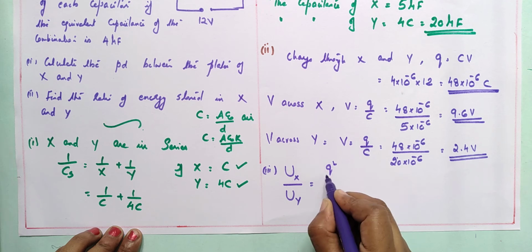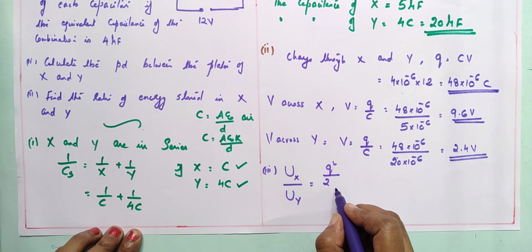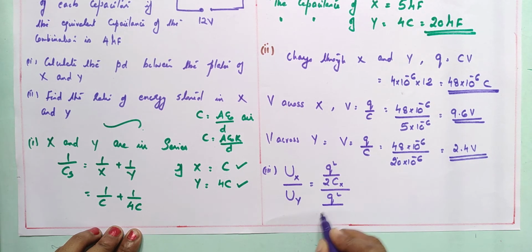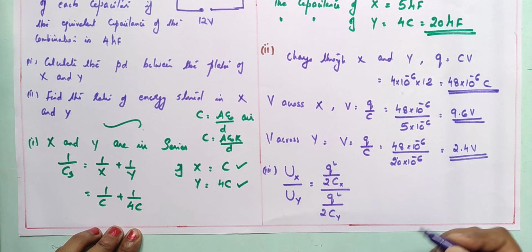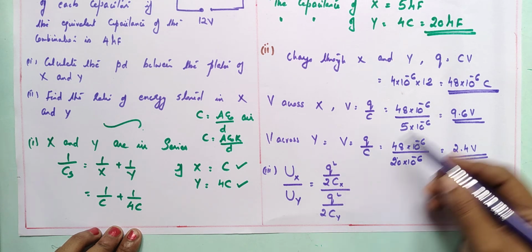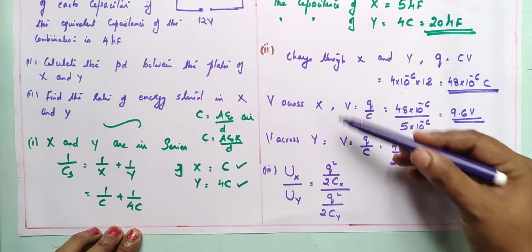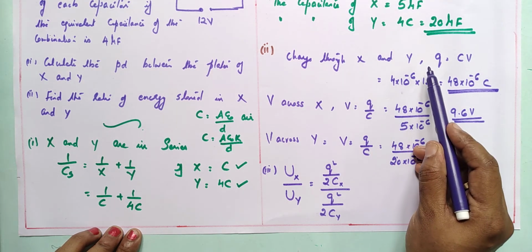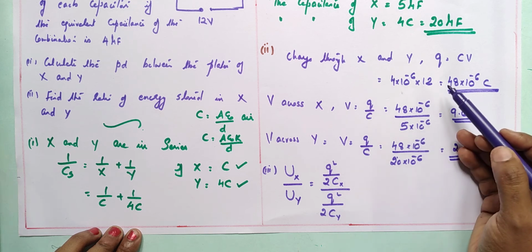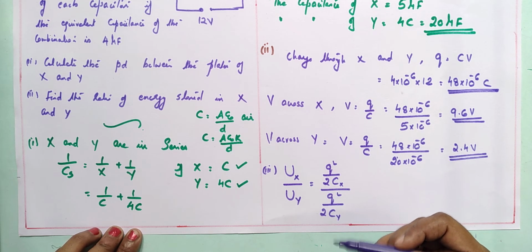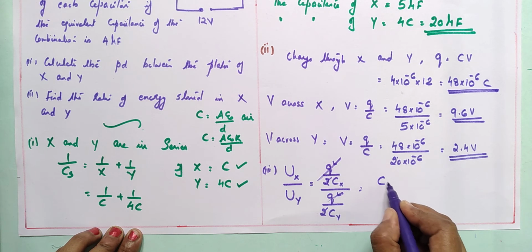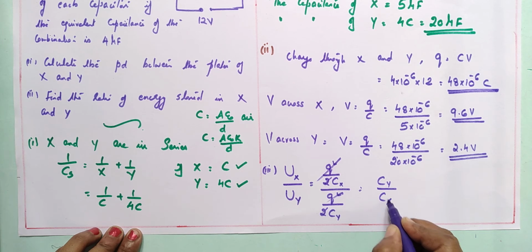So Q square divided by 2 into the capacitance of X, divided by Q square divided by 2 into the capacitance of Y. In both cases the charge remains the same, since the same charge flows through X and Y. So Q square and Q square get cancelled, and 2 and 2 get cancelled, giving the capacitance of Y divided by the capacitance of X.